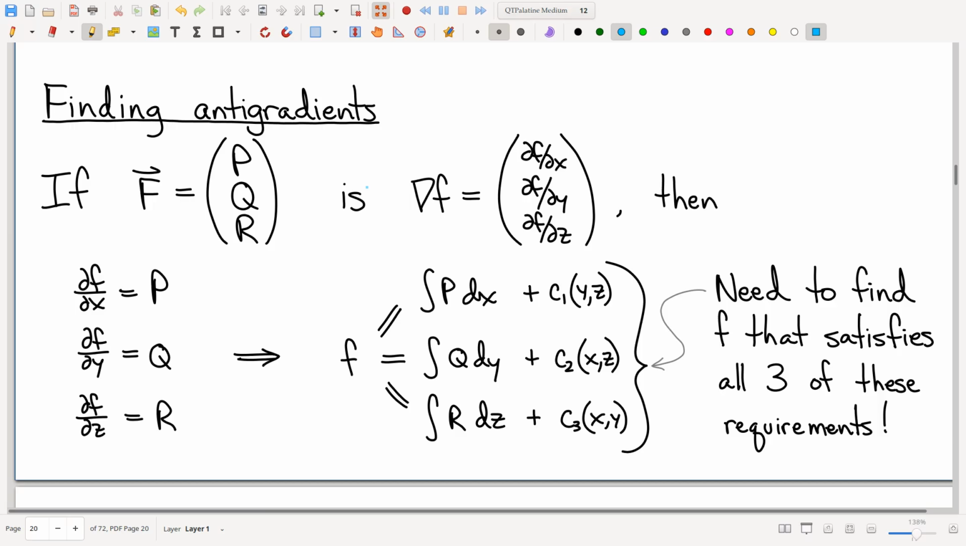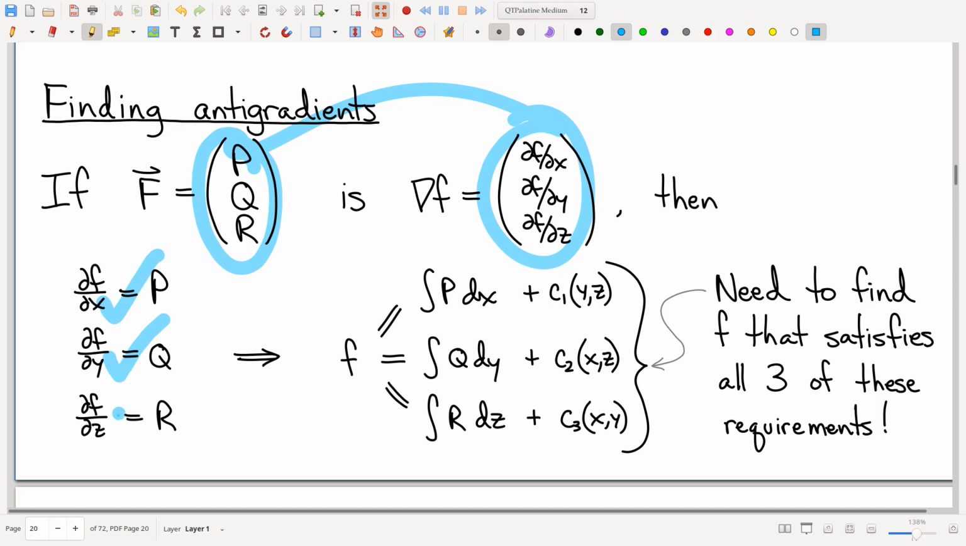But here's the thing. If you have a vector field and it is a gradient, well, the vector field has coordinates. Gradients are computed by a formula that has coordinates. And that would mean that these have to be those. Namely, these three equations. So we've got three equations to look at. I need to know how to find this f, whose partials are what they have to be.